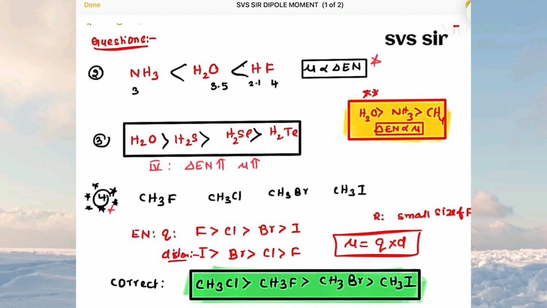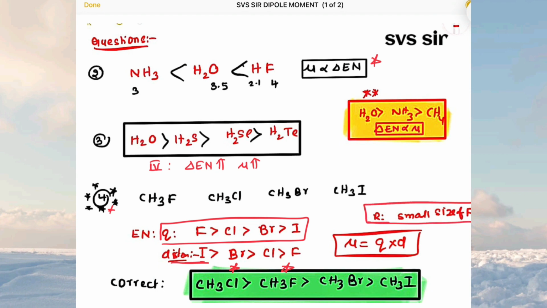And this is one of the important examples. When you take methyl fluoride, methyl chloride, methyl bromide, methyl iodide: the charge is more for fluorine, the distance is more for iodine, but generally charge will dominate. But here methyl chloride has a higher dipole moment compared with methyl fluoride. The reason is the small size of fluorine. One of the important examples.